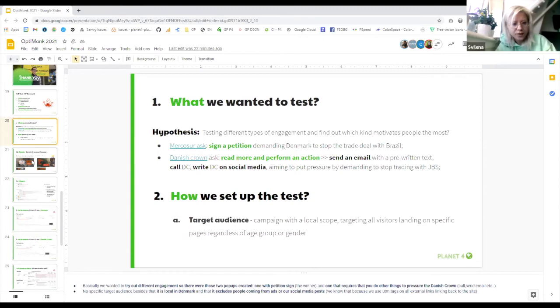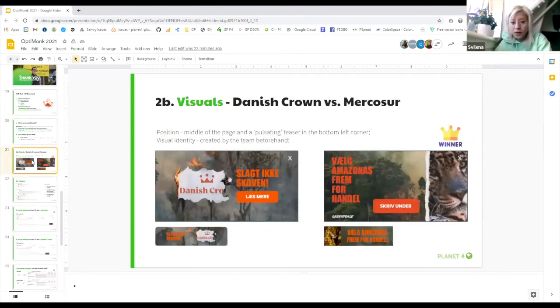And in general, that's how both pop-ups looked. You see they were similar with a few variations. This one is about the Danish Crown, and it invites you to read more about the subject and then follow up with the actions. The clear one here, which was actually the winner, is the petition sign-up. It invites you to sign up, and by signing you support the cause of saving the Amazon from the destructive actions happening there. Both had pulsating teasers, and you can see examples of the teasers here.